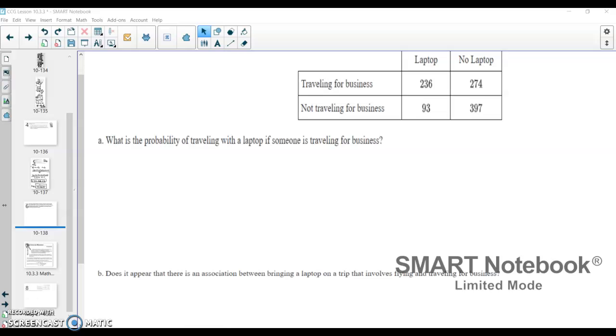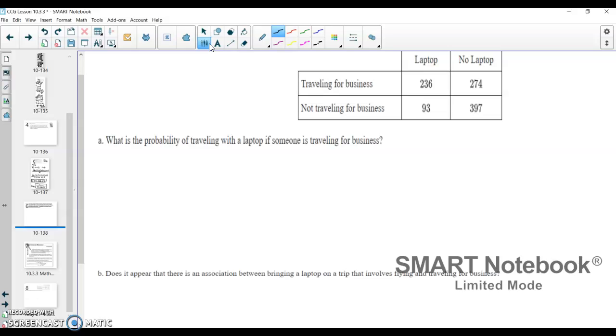All right, here's the homework problem from 10.2.3. This was conditional probability and the idea of association and independence. The first part is just conditional probability. It's asking, what is the probability of traveling with a laptop if you know that somebody is traveling for business? So let's look at how many people are traveling for business.